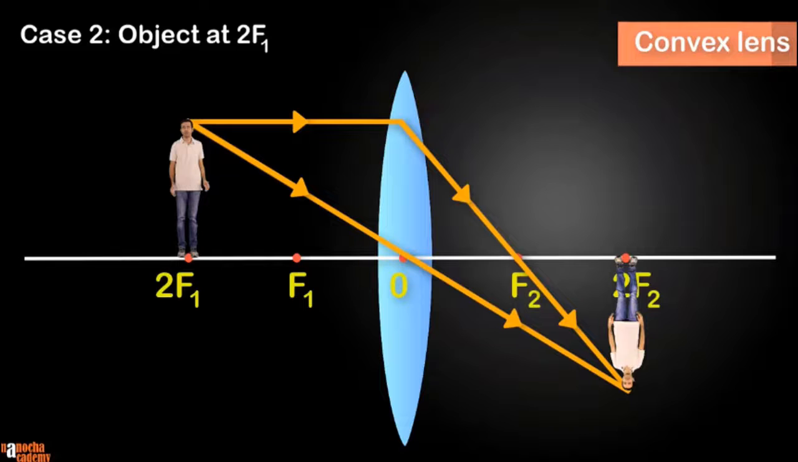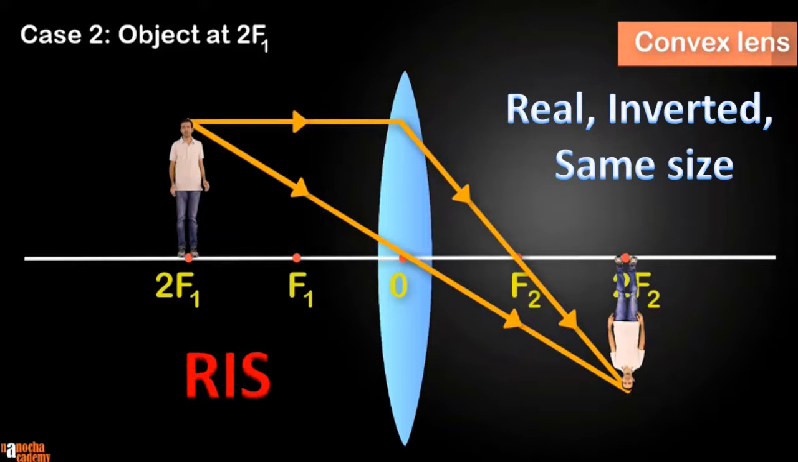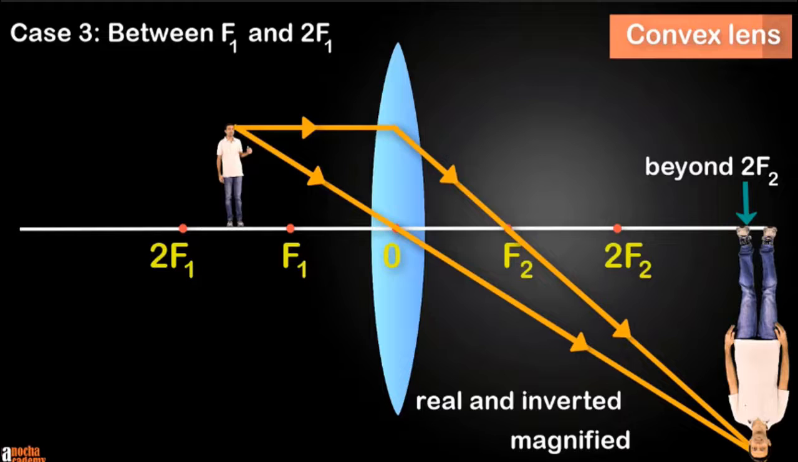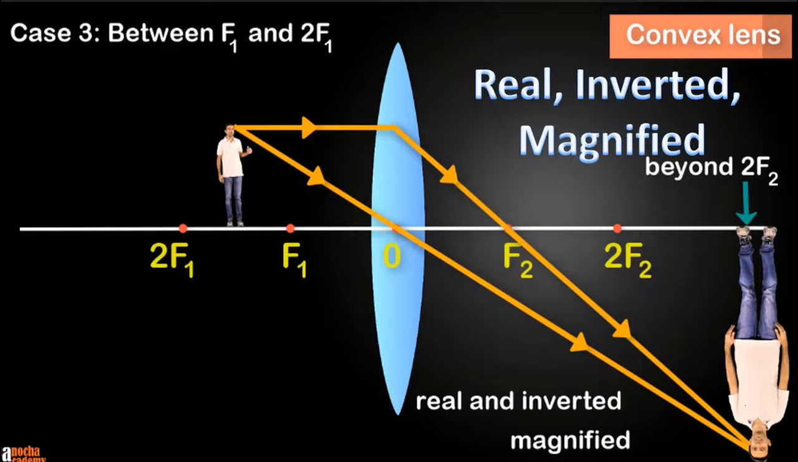Case 2. The object is at 2F. What is the image characteristics you can see? Yes, it is real, inverted, and same size, or we can call it RIS. Case 3. The object is between F and 2F. What is the image characteristics you can say? Yes, the image characteristics is real, inverted, and magnified, or we can call it RIM.